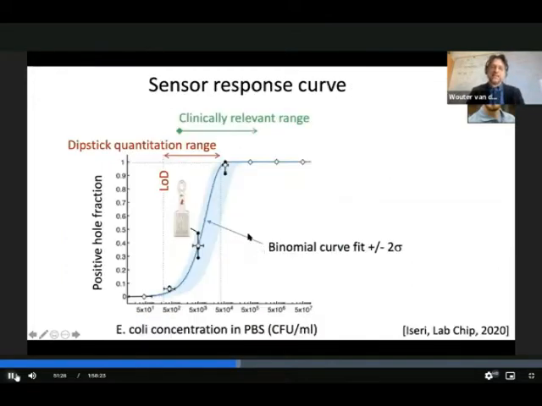We can, of course, make a sensor response curve of that by looking at different concentrations, how many positive wells do we have? And you can see that we have a sensor with a quantitation range of about 2 orders of magnitude, and they are covering the clinically relevant range for urinary tract infections.